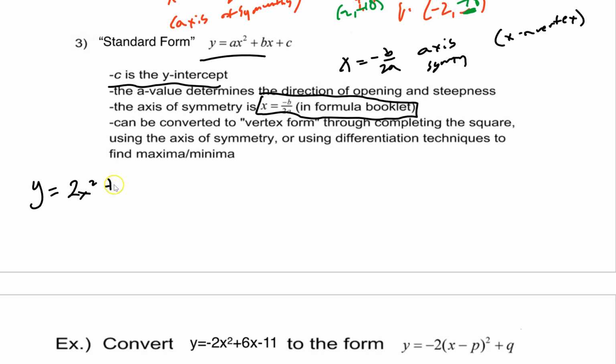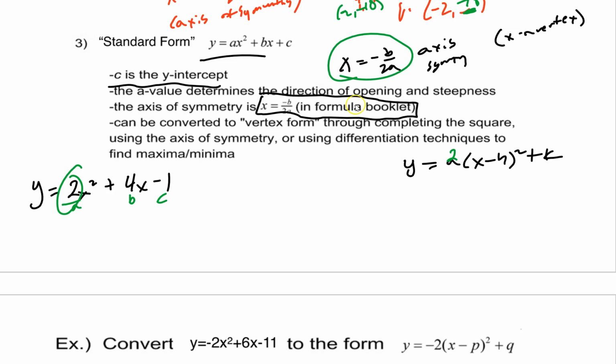2x squared plus 4x minus 1. Let's say I give you that, and I want to put it in vertex form. Now there are two ways to do it. One way is to complete the square, which most people don't like. The other way is to find the vertex. First thing as always, this is A, B, C, so my A is 2. That part's done. All we have to do is find the vertex now.